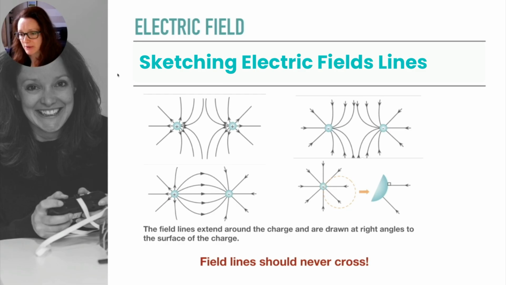You should try and make them come out of the surface of the charge perpendicularly, and they should never ever touch. They should never cross. They can't cross each other. They should always be either parallel, they shouldn't touch. And I've not done a particularly good job of that on the computer here, but you should never allow your field lines to touch. Okay?